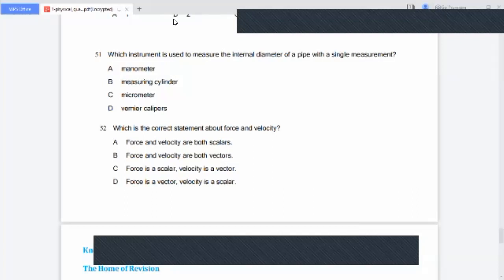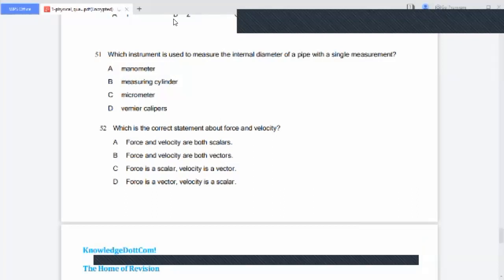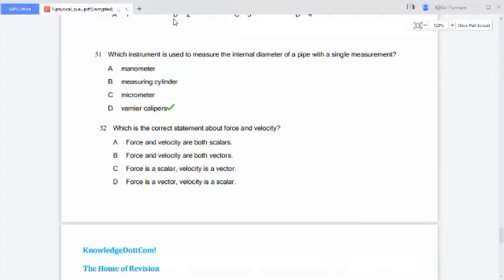Number 51. Which instrument is used to measure the internal diameter of a pipe with a single measurement? We know the Vernier caliper is the most suitable one.